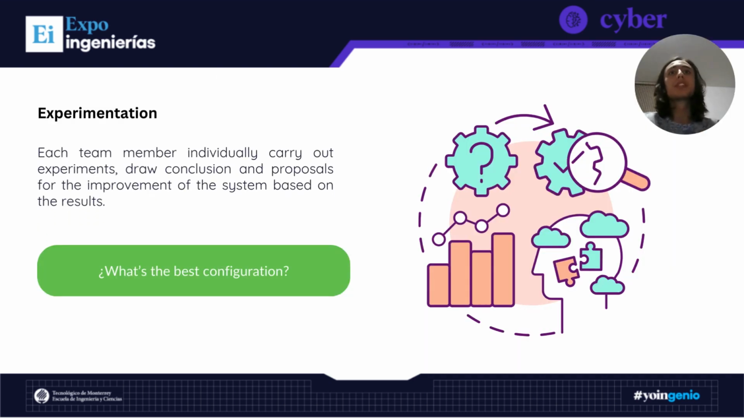Finally, each team member carried out their own experiments, drew conclusions, and presented their own proposals for improving the system based on the results, answering the question: what's the best configuration, considering scenarios where the demand changed. This was the last part of the project.